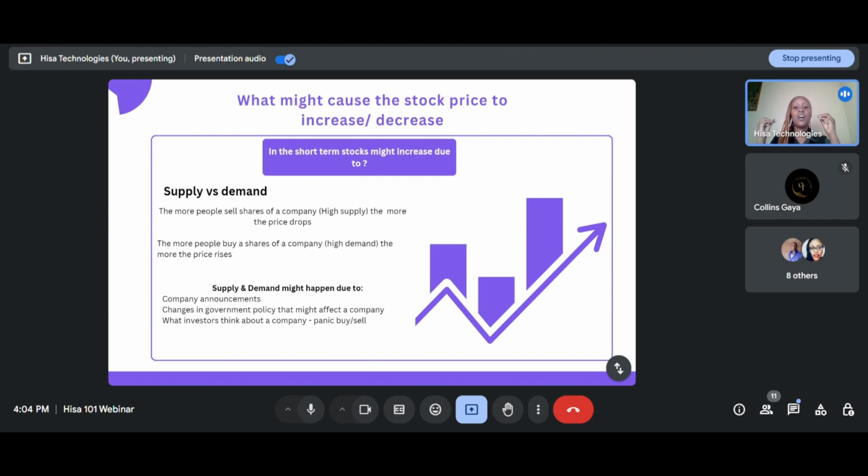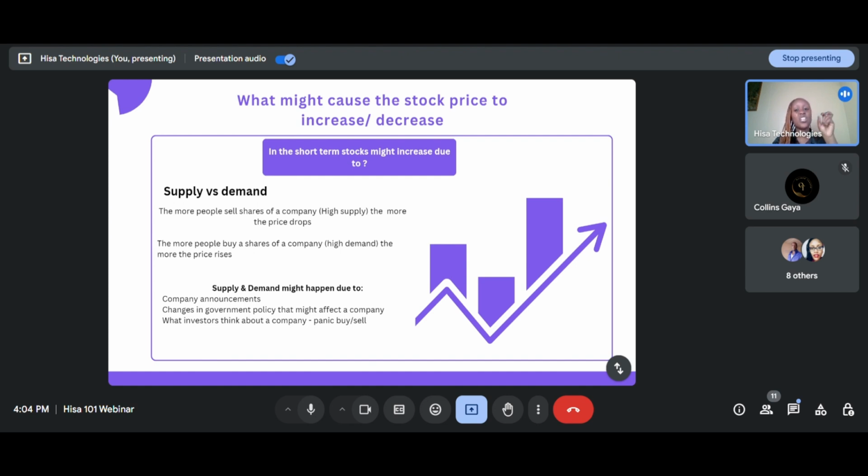So what might cause those fluctuations in prices? They may happen due to, one, company announcements. That is why we have to keep in touch with what is happening in the financial markets.